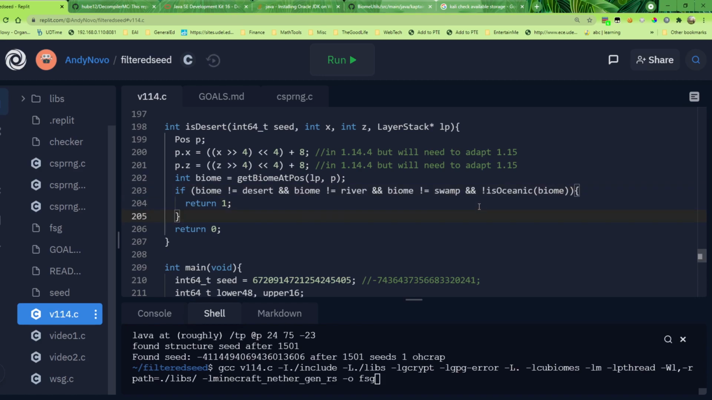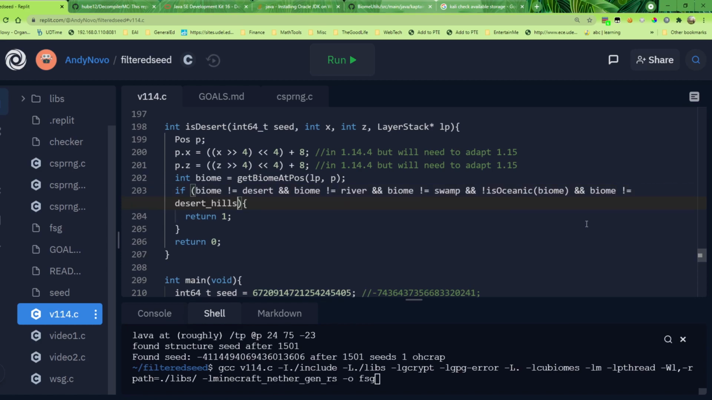That might mean that you're going to get, if you need to do that, desert might not cover desert lakes and desert hills, which both will also have the strange lake features. Oh, so you mean I should exclude desert hills also? Yeah. Well, ideally you have a method that's like is oceanic, but is desert, is sandy.